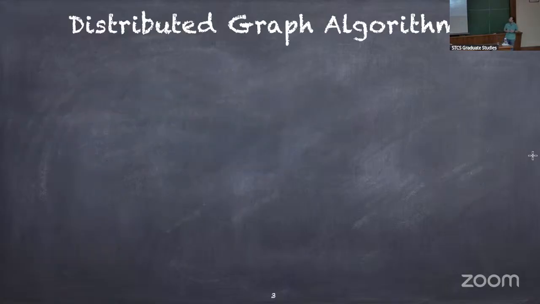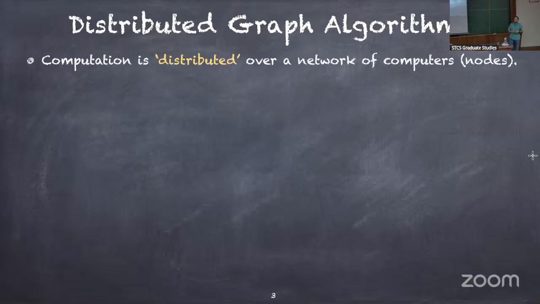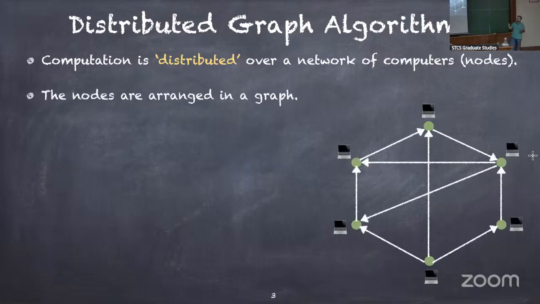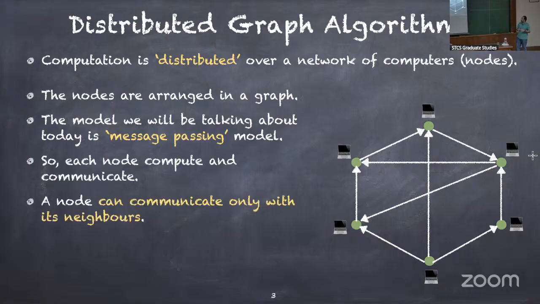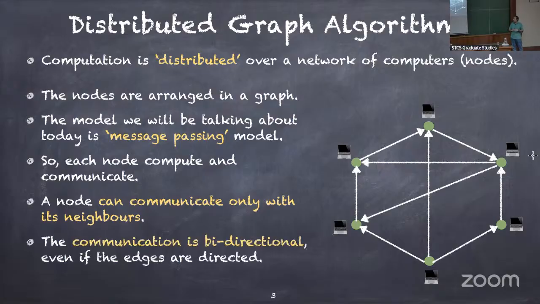Let's discuss what we mean by distributed graph algorithms. In distributed graph algorithms, the computation is distributed over a network of computers or nodes, arranged in some graph. Suppose there are computers in all the nodes, and they can compute some part of whatever the problem is, and you have to output something. The model we will be talking about today is the message passing model. Each node can send messages through these edges and communicate, but only with its neighbors. Whatever the direction of the edges is, the communication is bidirectional. Even if the underlying edges are directed, so suppose the path is one way, you can still talk over that path to your adjacent vertex.